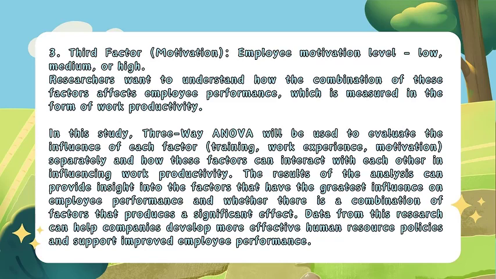And the third factor is motivation, employee motivation level: low, medium, or high. Researchers want to understand how the combination of these factors affects employee performance, which is measured in the form of work productivity. In this study, three-way ANOVA will be used to evaluate the influence of each factor, training, work experience, and motivation, separately, and how these factors can interact with each other in influencing work productivity.